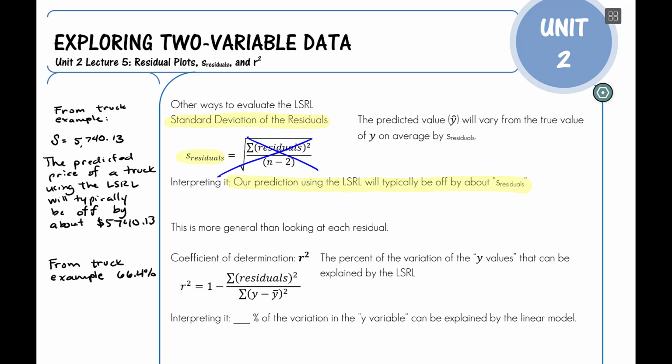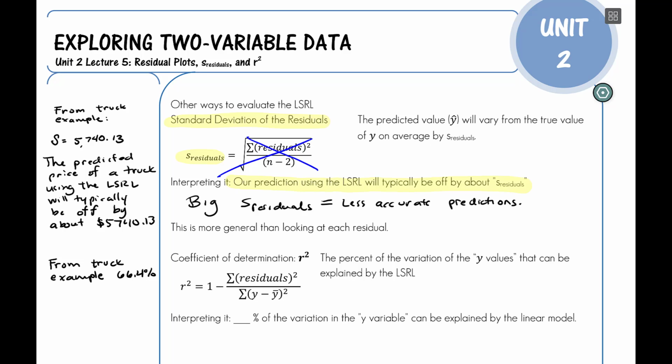And the bigger that standard deviation of the residuals, the worse our model is for making predictions, the less accurate it will be. So the point of the standard deviation of the residuals is it's a little bit better than looking at each individual residual and calculating all of them. It gives us a kind of broad spectrum look at the residuals and the accuracy of our predictions. This is just a more general way than looking at each residual. That's why we like it.